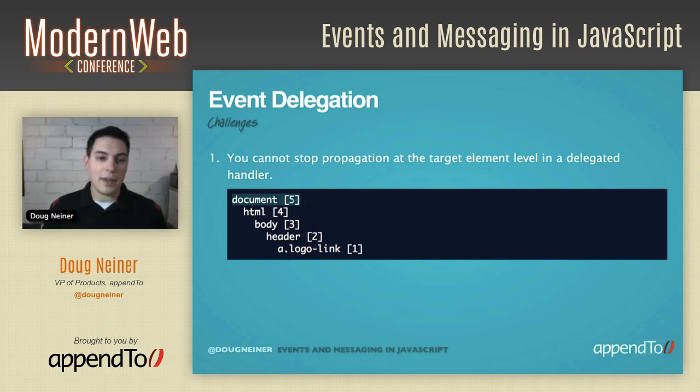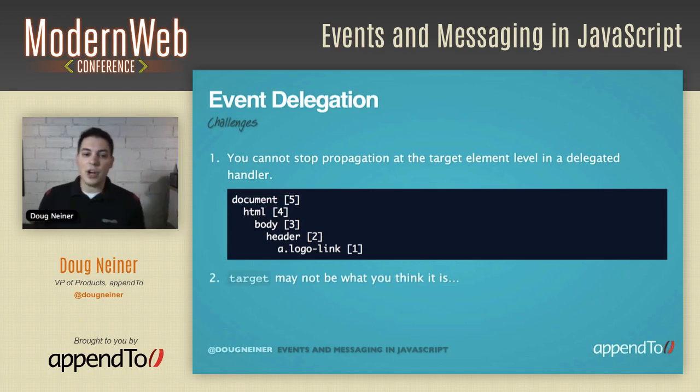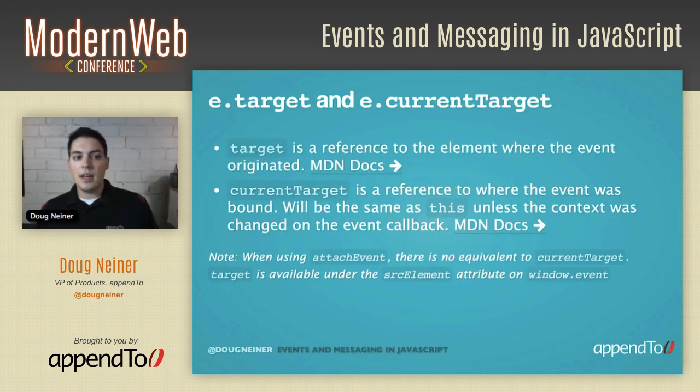So stopping propagation would keep it from moving to the window, but it wouldn't stop it from moving up the tree here from header to body to HTML. So that's one gotcha, just to make sure you pay attention to. The second one is that target, event target, may not be what you think it is. And so let's talk about what that is and what it means.